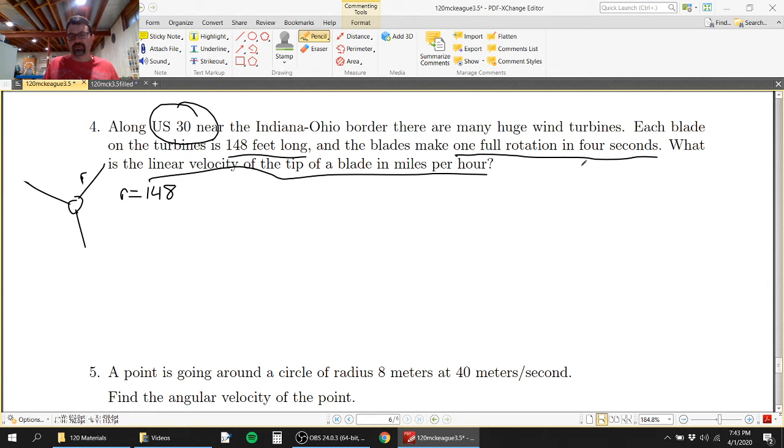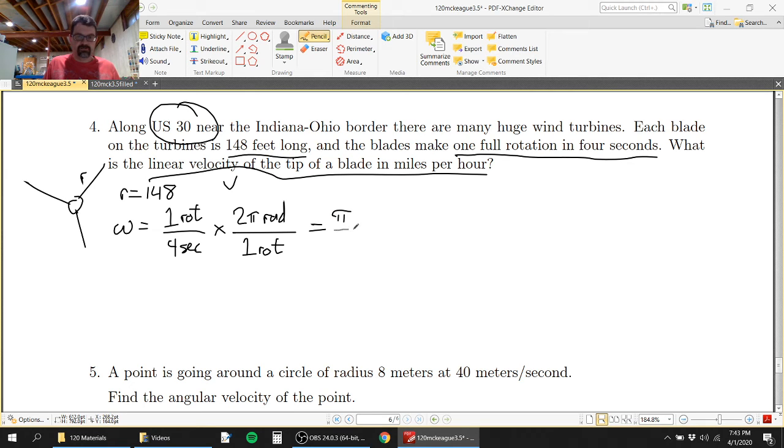1 full rotation in 4 seconds is telling you how fast they're rotating. So that's omega, and we're going to use that to find V. So omega is 1 rotation in 4 seconds. All right, we need this in radians, so for what seems like the gazillionth time, 2 pi radians over 1 rotation. So if we cancel, that's pi over 2 radians per second.